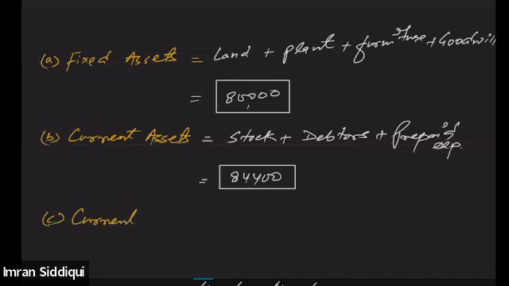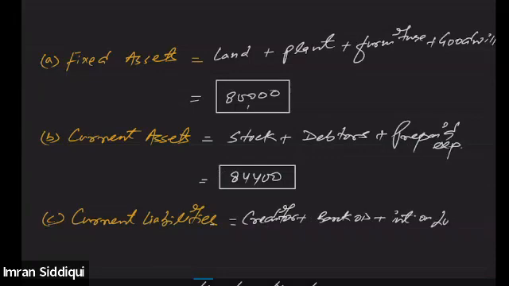Then we'll apply the formula. Sorry, we'll calculate the current liabilities, which will include creditors plus bank overdraft plus interest on loan and expenses, accrued expenses.